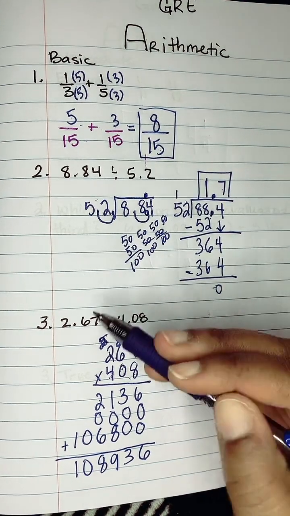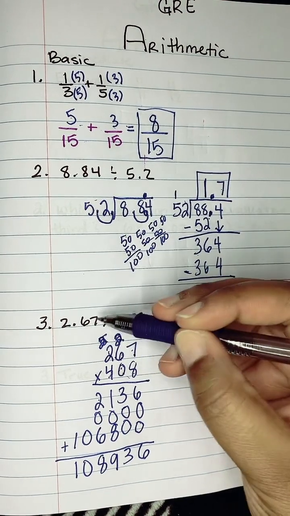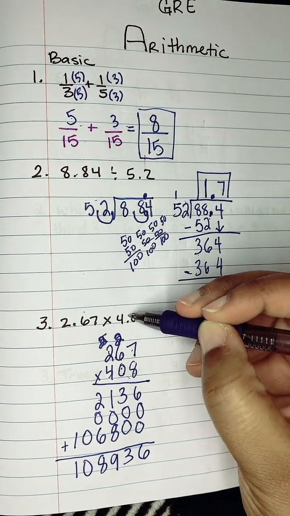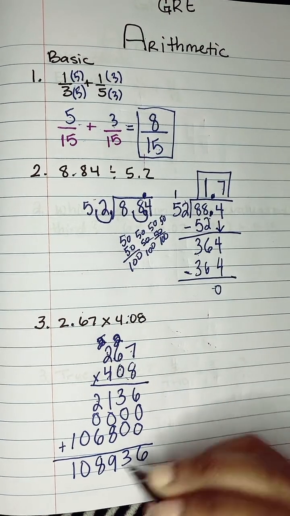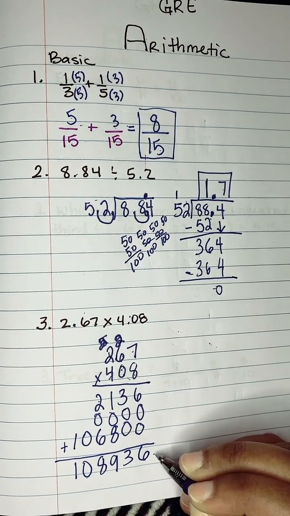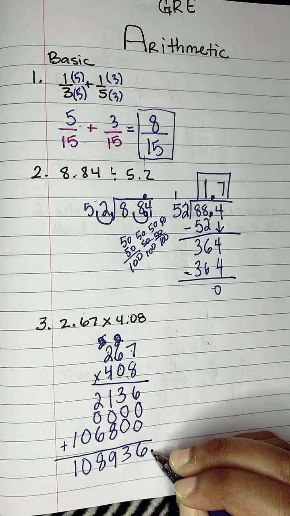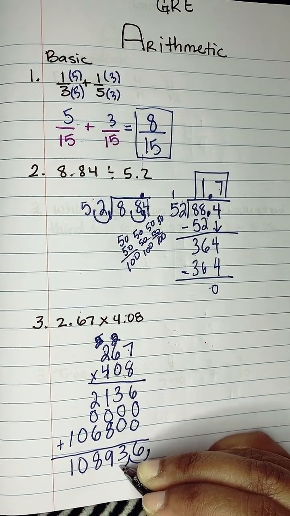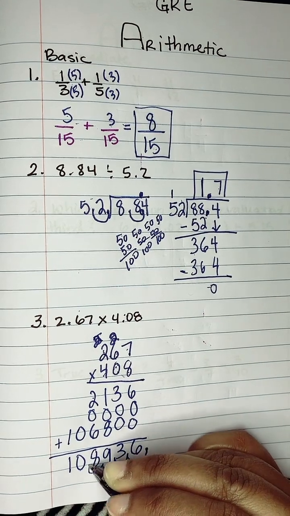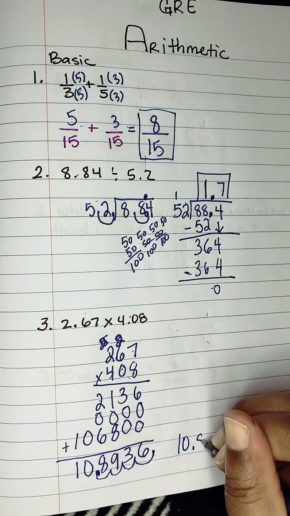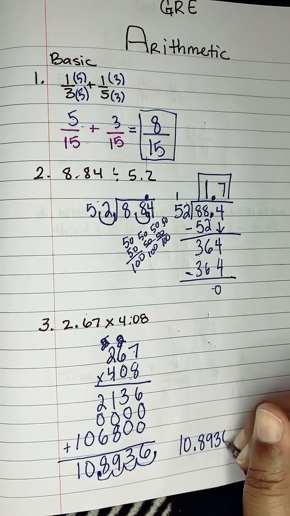Okay, perfect. So we have to count how many digits we have after the decimal. So we have 1, 2, 3, 4. So after every whole number is an imaginary decimal, like a decimal point. So you would move this over 1, 2, 3, 4. And so our answer is going to be 10.8936.